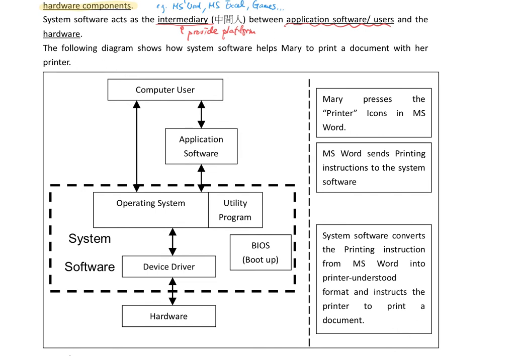The example is someone, let's say Mary, who wants to print a document. Sure, she should have a printer. So at the very beginning we have a user, and this user is Mary. And at the other end there should be some hardware, and one of the hardware should be the printer.